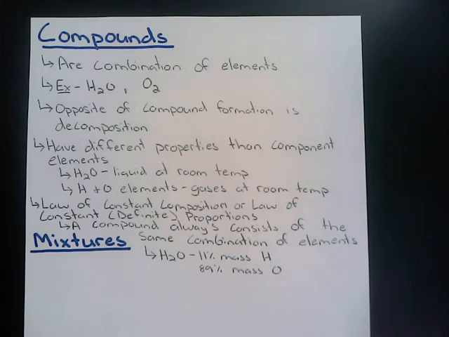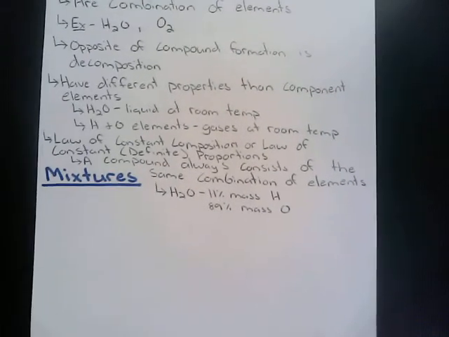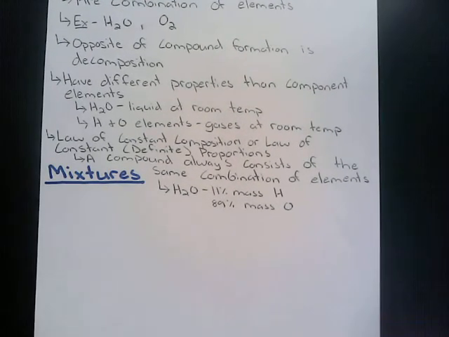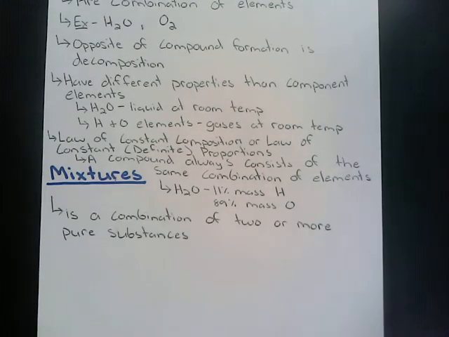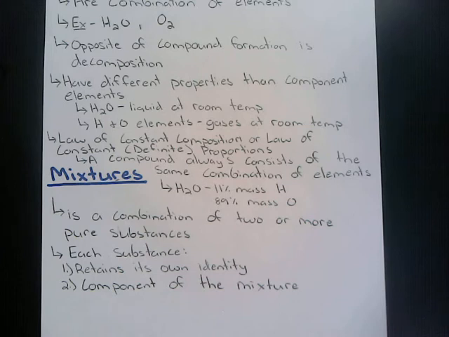Okay, so now that we've talked about compounds, we can talk about mixtures a little bit more here. And I know I ran into the mixture area, but a mixture is just defined as a combination of two or more pure substances. And so for each substance in a mixture, there are two things that are going to happen. Number one, it's going to retain its own identity. And number two, it is an overall component in that mixture. So the other thing to remember here with mixtures is that they can have variable composition.